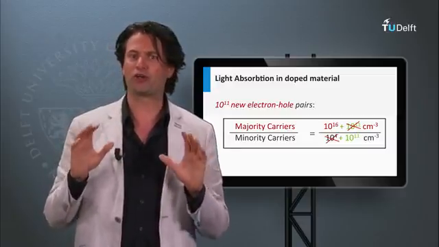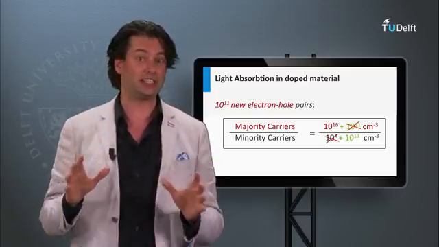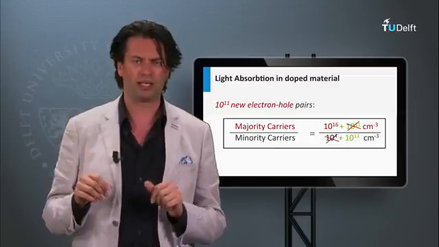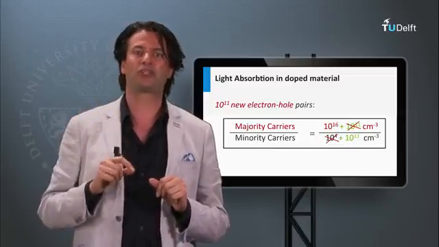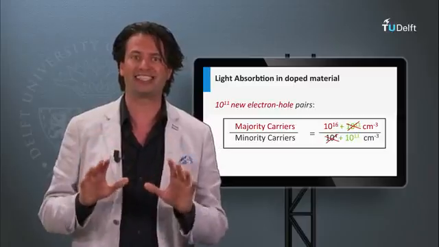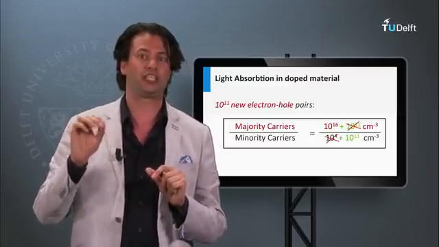This is an important conclusion which we'll need later to understand the working principle of solar cells. In doped semiconductor materials, light absorption has only effect on the density of the minority charge carriers.